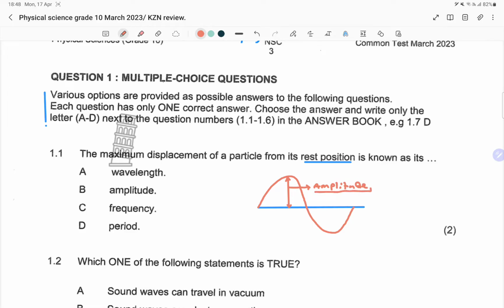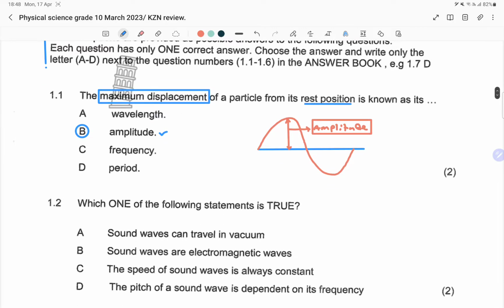So meaning you just need to know certain parameters of a wave. So basically the maximum displacement, just remember that it has to be a maximum displacement. It is the amplitude. Okay, so that's what it is.